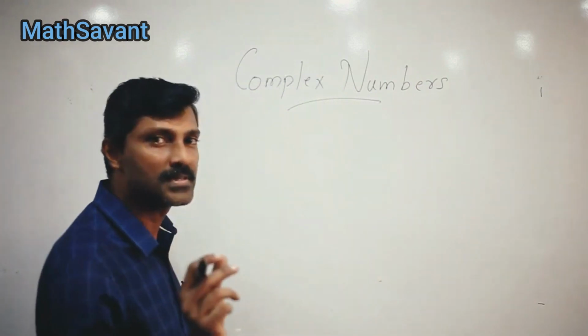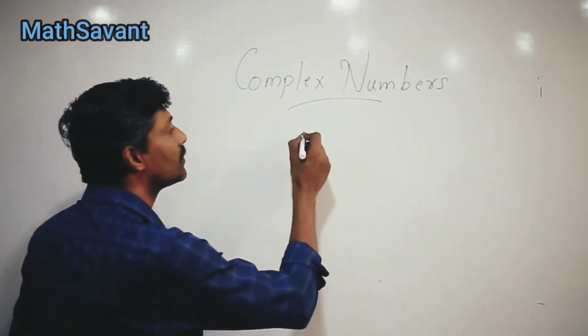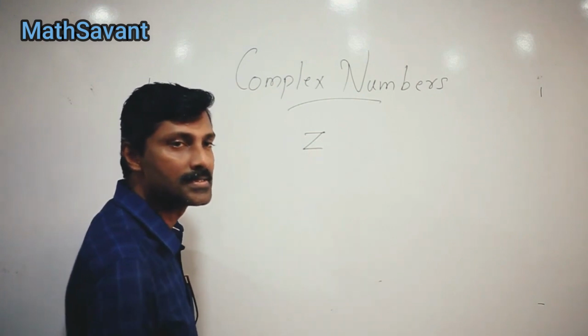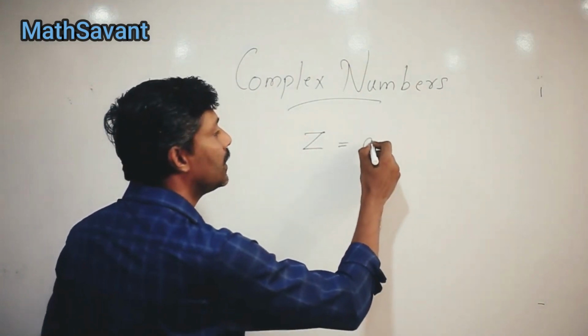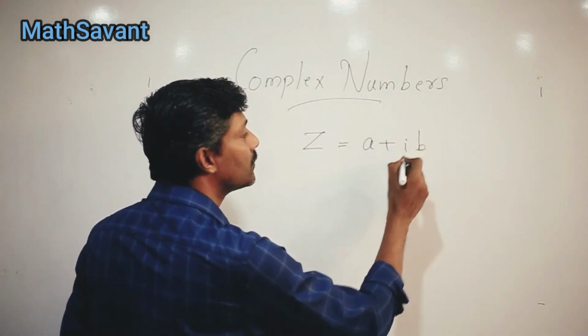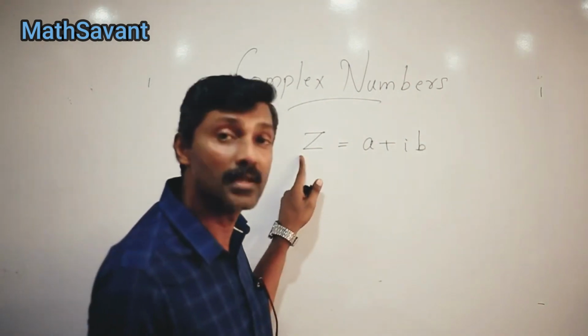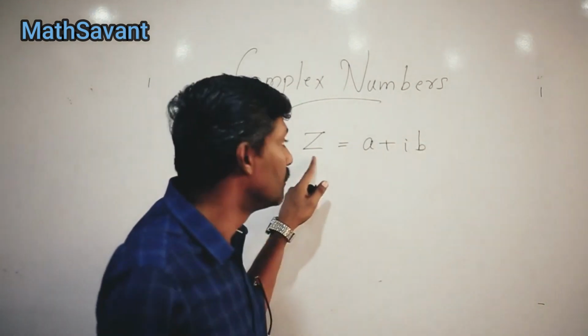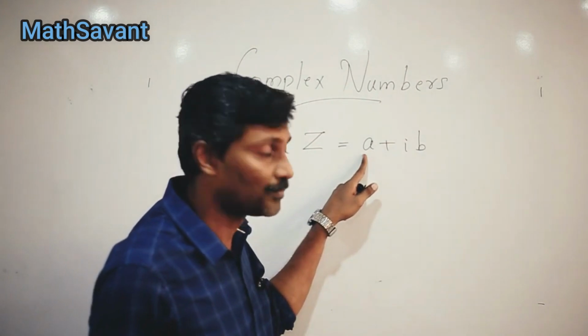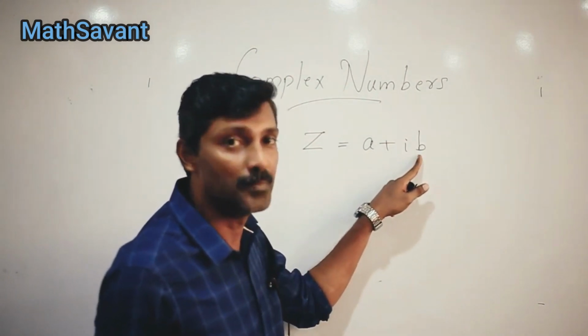Okay. A complex number usually we denote as the letter Z. Z is equal to a plus ib. Okay, so Z is the complex number which has two parts, which is the real part, that is a, and the imaginary part, which is b.